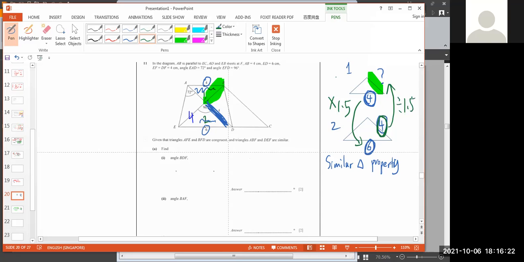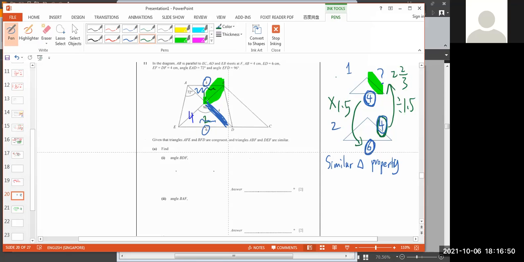Can you help me out? So 4 divided by 1.5. What's that? 4 divided by 1.5. Give me a fraction. 2 out of 3. 2 and 2 out of 3.